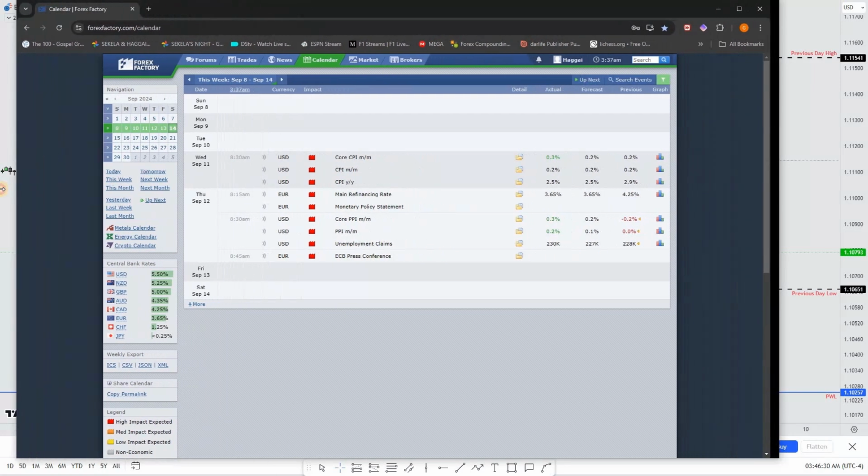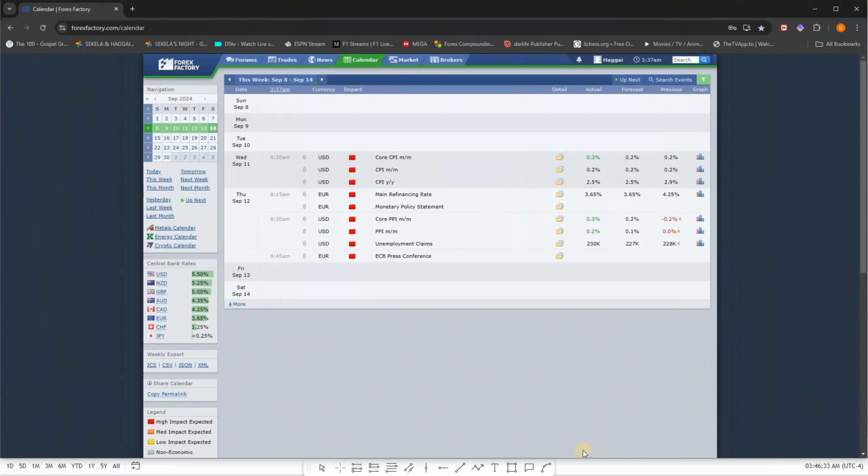This is not the calendar screen, but it's a bit weird. Yeah, so as you can see here on Monday, we had no news. Tuesday was a no news day. On Wednesday, September 11th, we had CPI on US dollar. And then on Thursday, we had Euro news, which was main refinancing rate and monetary policy statement. And then we had US dollar news, which was PPI. And then at 8:45, we had the press conference for Eurozone. Here on Forex Factory, we don't see anything.